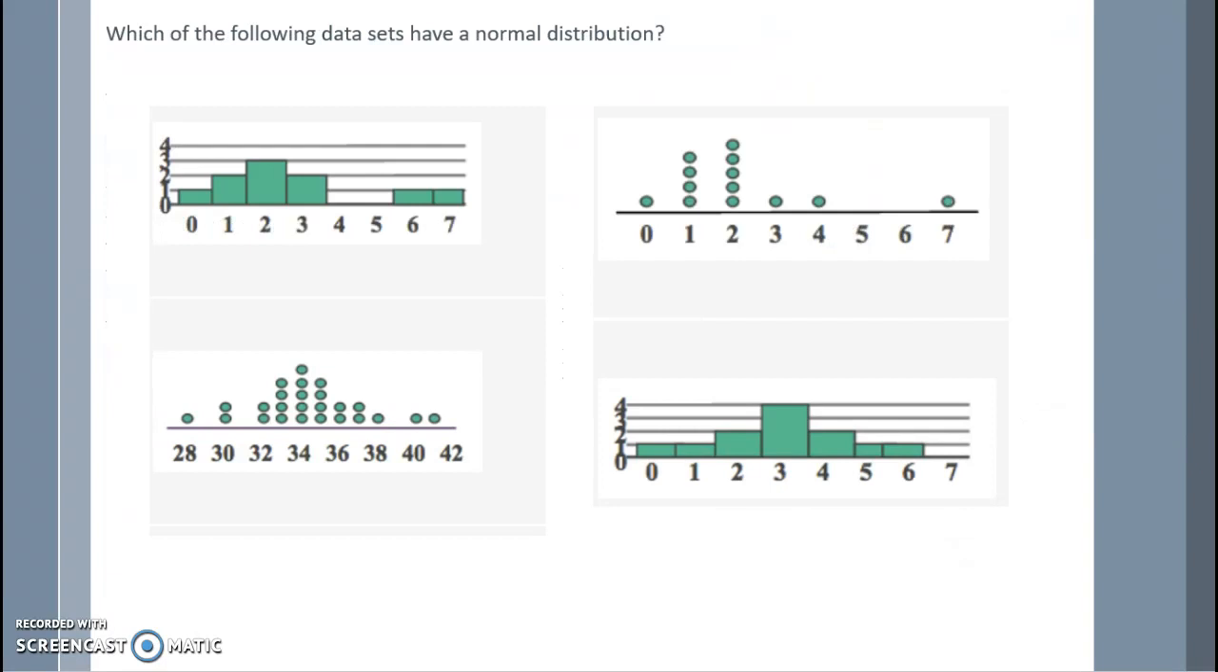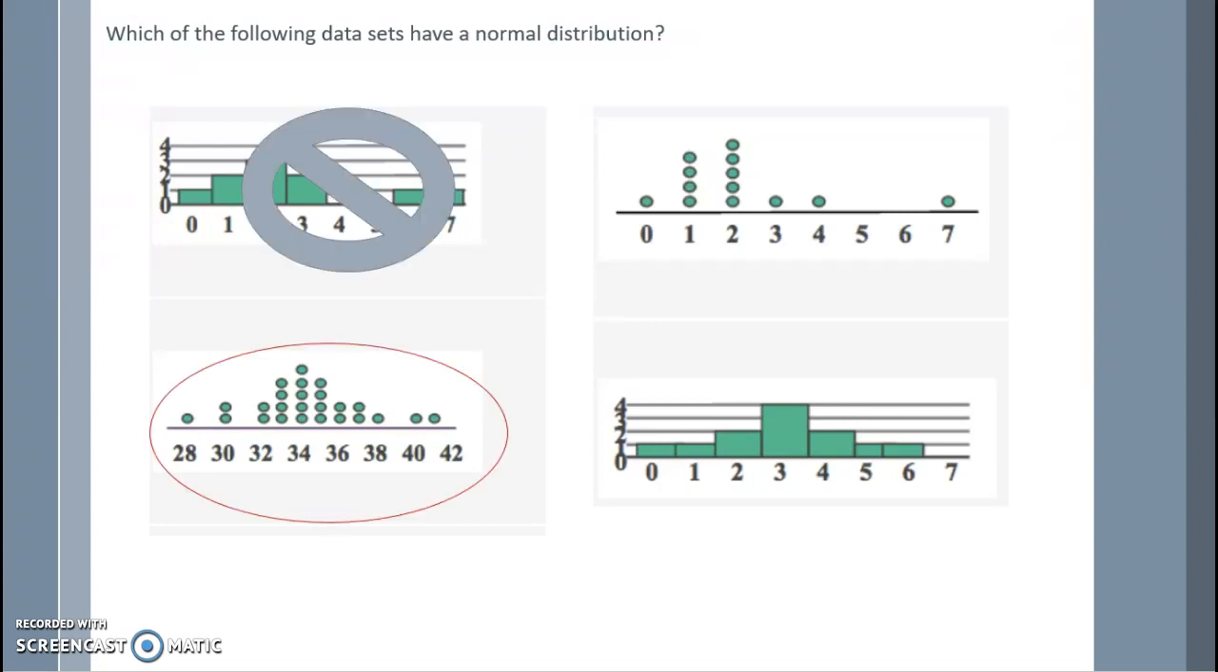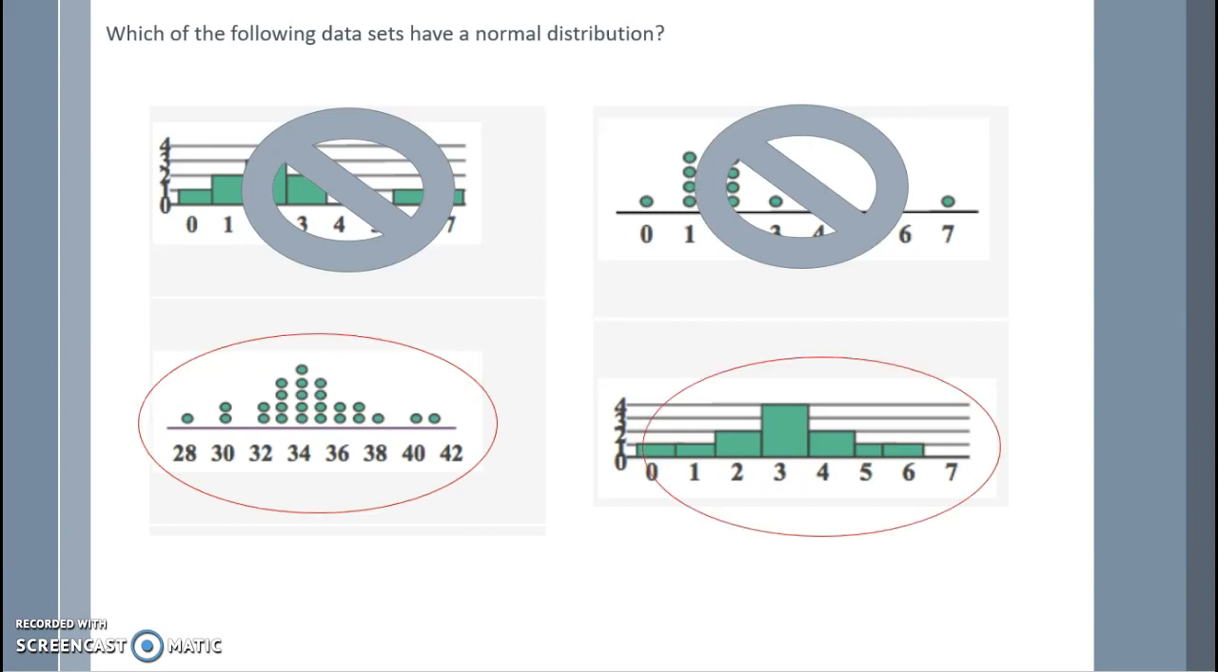Which of the following data sets have a normal distribution, meaning there's no skew to them? I would say the first one on the top left is not. Notice that it is very much skewed to the right. I would say that the bottom left is a normal distribution. Similarly, the top right is skewed right since the chunk of our data is on the left and we have some outliers on the right. And I would also say that the bottom right is normal data or evenly distributed.